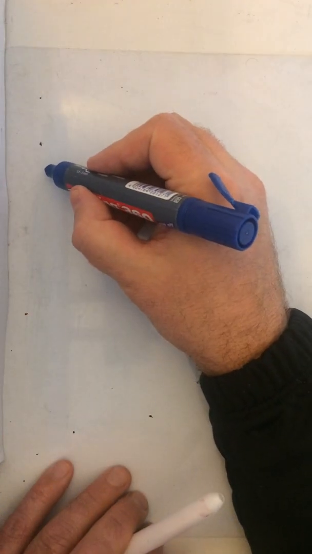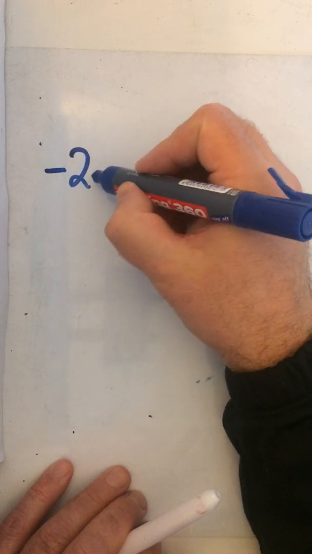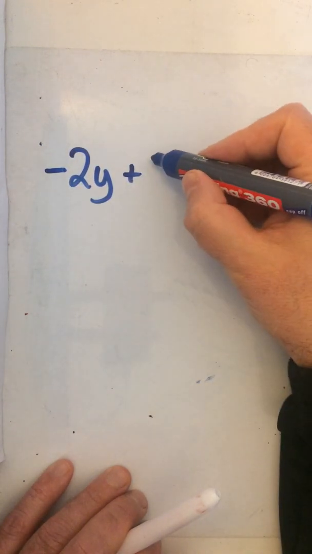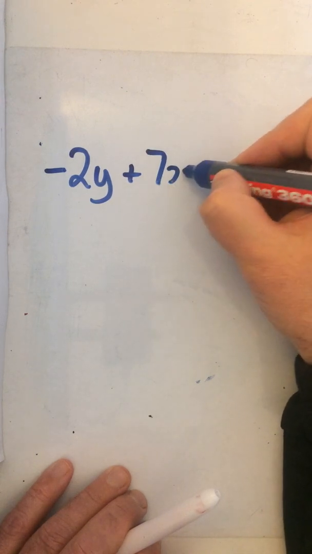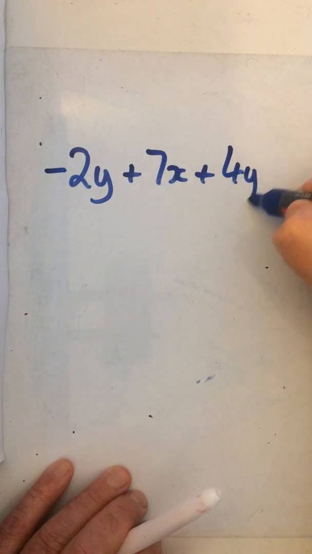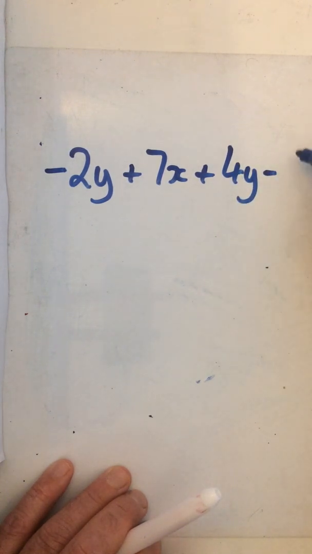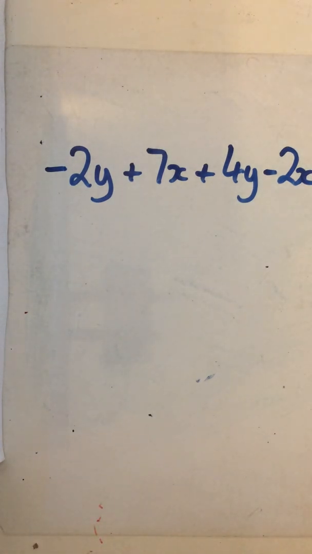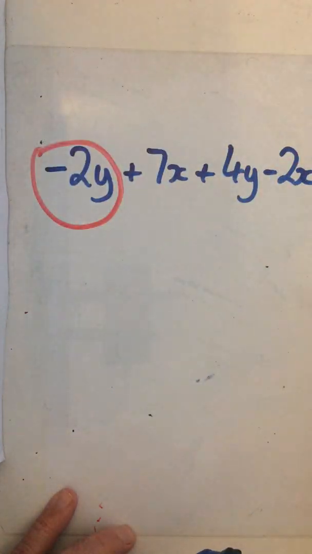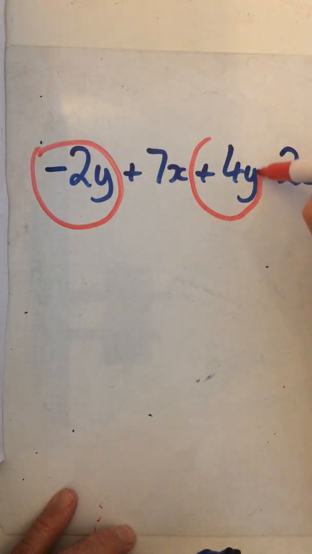It gets a little bit trickier when it's negative numbers. So we've got minus 2y plus 7x plus 4y minus 2x. And again, we need to be looking for our like terms. Remember, we circle these with the sign next to it.